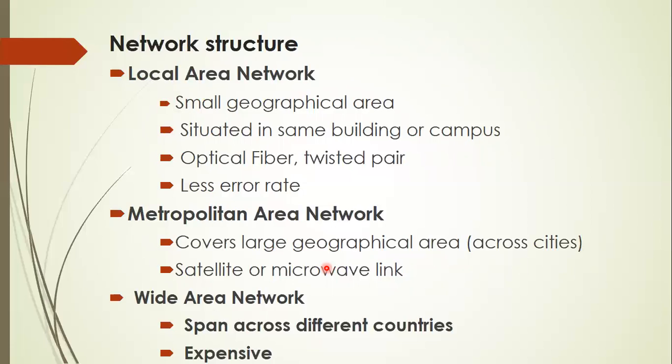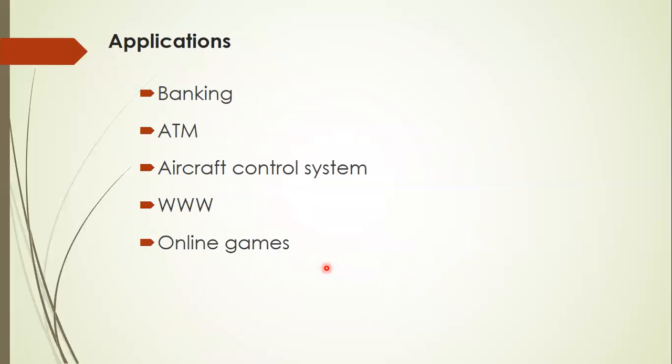The last one is the wide area network. In a wide area network, the different processors are scattered across the globe. One may be in India, one may be in Australia, one may be in the US. You connect them together, that becomes a wide area network. And compared to the previous two, the local area network and the metropolitan area network, a wide area network is expensive.